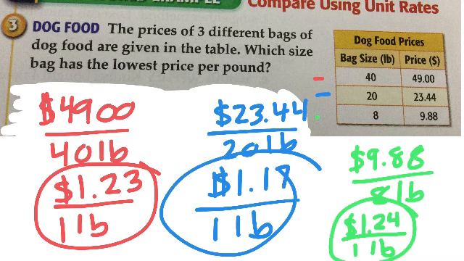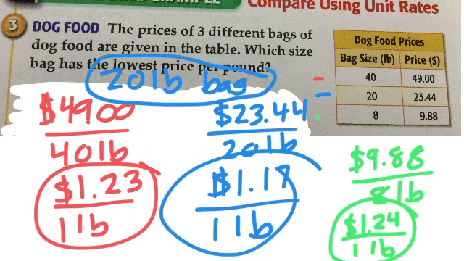And so which one has the lowest price per pound? So which size? The answer would be the 20-pound bag has the cheapest price per pound.